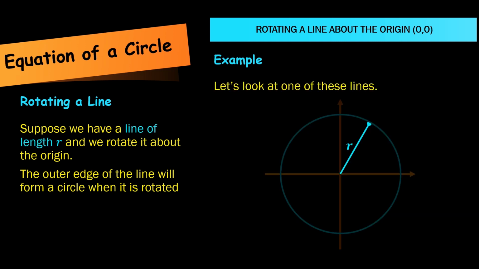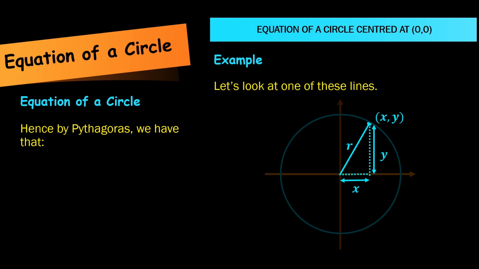So let's consider one of these lines. Suppose it meets the circle at the point (x, y). If you consider Pythagoras' theorem, we have that x squared, which is the x-coordinate, plus y squared, which is the y-coordinate, equals r squared, which is the radius of the circle. And this equation, x squared plus y squared equals r squared, is the equation of a circle.